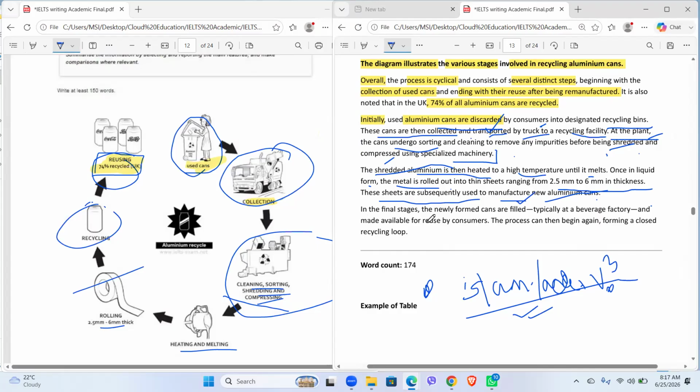In the final stages, the newly formed cans are filled, typically at a beverage factory, and made available for use by consumers. The process can then begin again, forming a closed recycling loop.